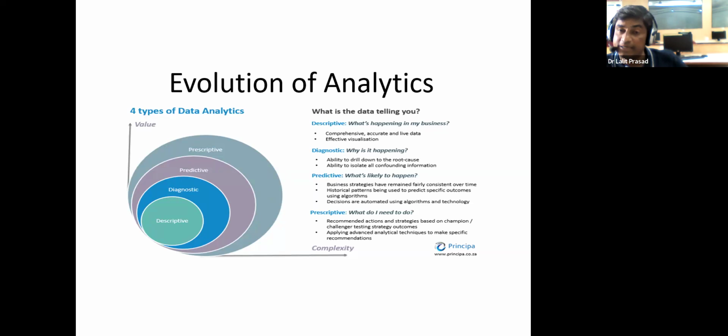So what is descriptive analytics? Descriptive analytics provides you the information on what has already happened or what is happening. Diagnostic analytics is providing you the information on why it is happening, root cause analysis. Predictive analytics is providing the information on what is going to happen in the future. Prescriptive analytics is providing the information on what is the best solution out of the various alternatives available to you. So these are the 4 types of analytics. This is also known as the scope of analytics, and also as the evolution of analytics.